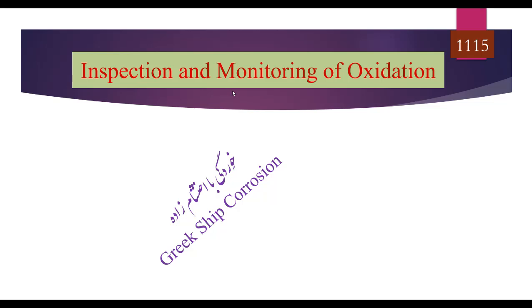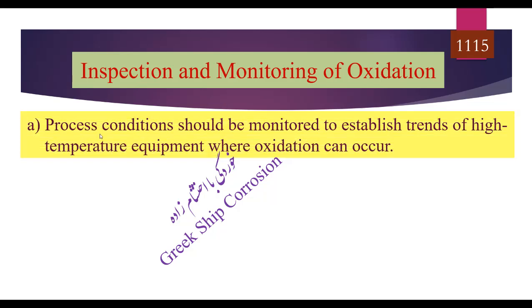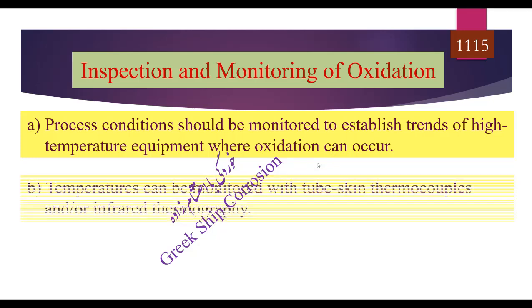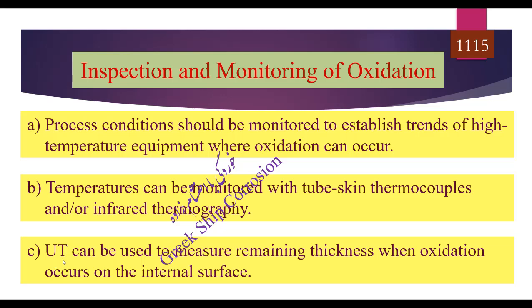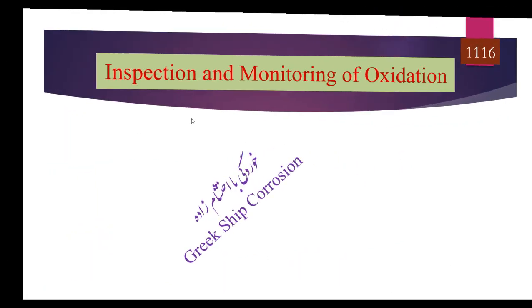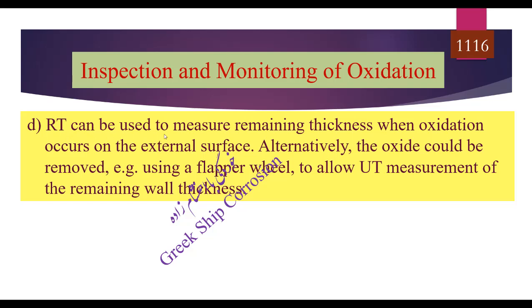Inspection and monitoring of oxidation. A. Process conditions should be monitored to establish trends of high temperature equipment where oxidation can occur. B. Temperatures can be monitored with tube skin thermocouples and/or infrared thermography. C. Ultrasonic testing can be used to measure remaining thickness when oxidation occurs on the internal surface. D. Radiography testing can be used to measure remaining thickness when oxidation occurs on the external surface.